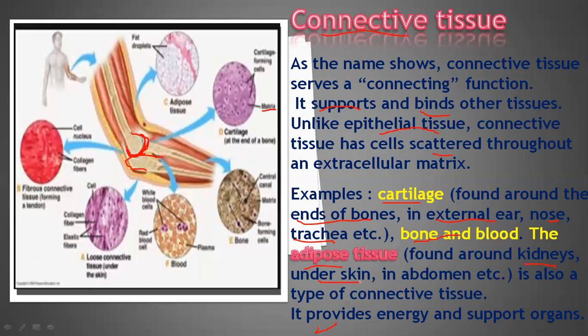So under our skin, if the person is bulky, we can say the fat person or bulky person, our skin is too much thick, because it is having lots of adipose tissues under the skin. And in the abdomen also, because when the person is bulky and fat, definitely he collects lots of adipose, or the fats, in the abdomen. Abdomen means your belly.